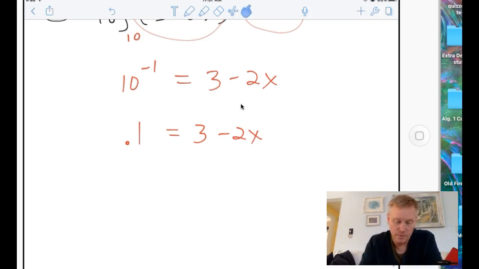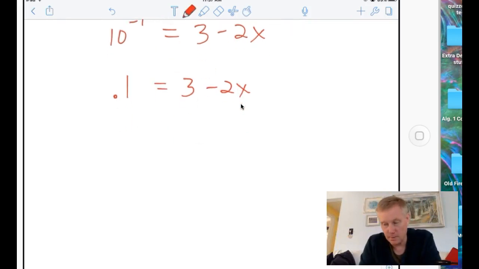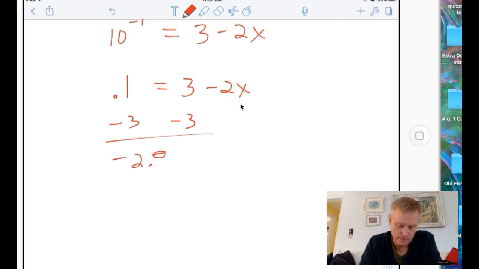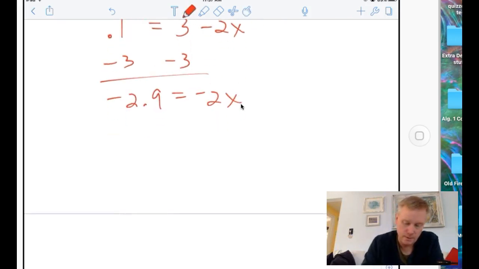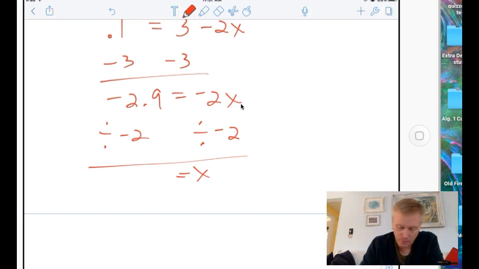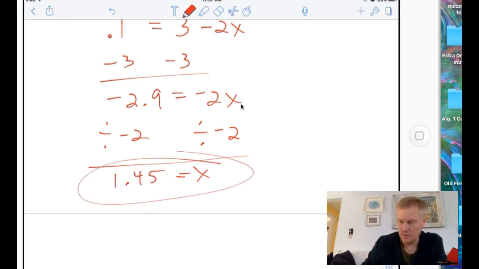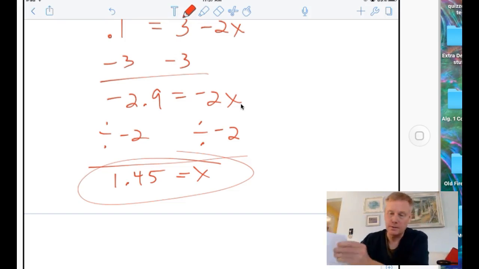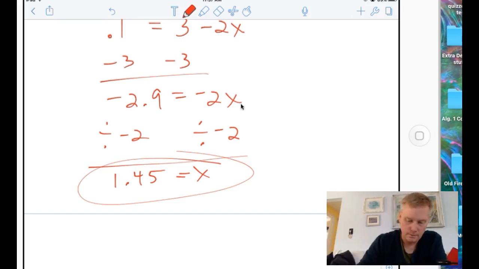So now I'm here, I got 3 minus 2x equals 0.1. This is just a linear equation to solve. So if I subtract 3 from both sides, I get negative 2.9 equals negative 2x. My last step is divide by negative 2. And I got x equals 1.45. And that's the answer. Okay? Questions? If you got questions, write them down, bring them to class. 6 or 5, actually.